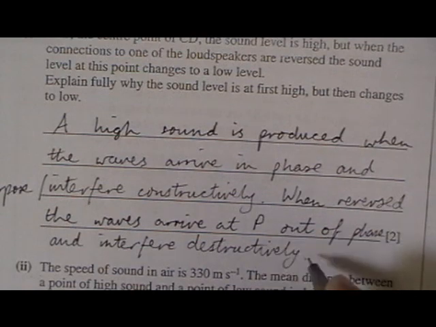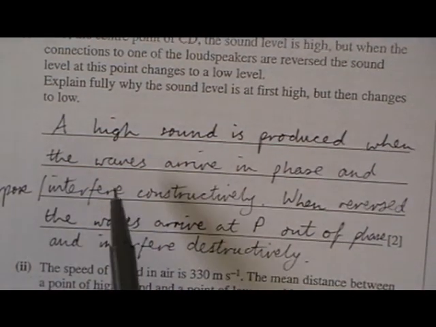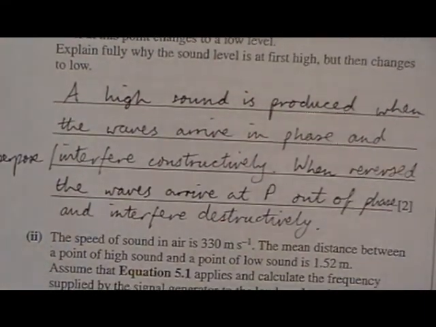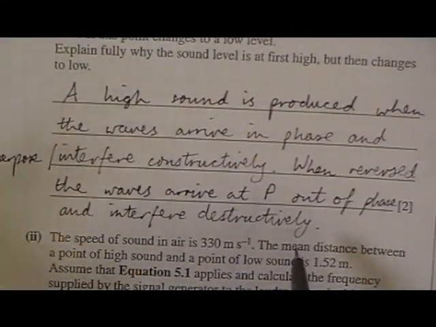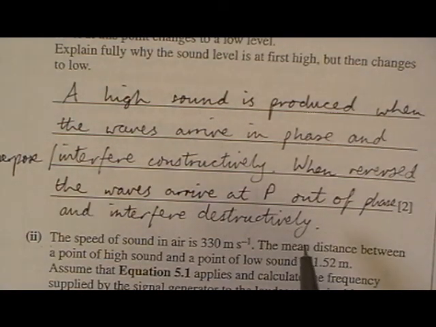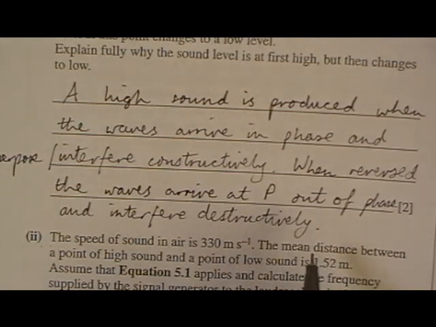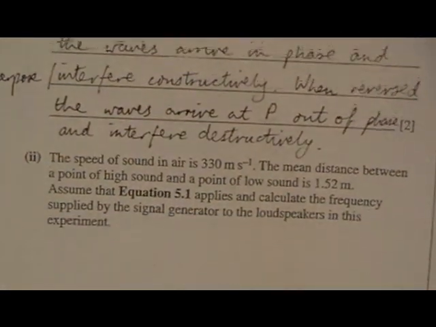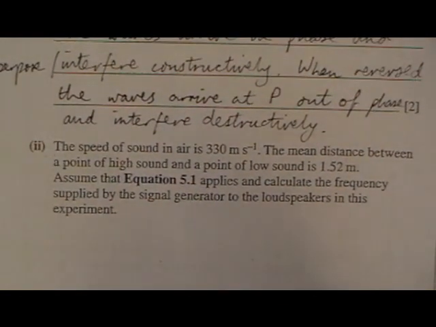So that means in the first instance, when they arrive at P, they arrive in phase, we get constructive superposition, constructive interference, and the waves enhance each other to produce a high sound. Whenever we then reverse the speakers, they arrive out of phase and we get destructive interference, and so they cancel each other out. Next part of the question is a calculation.